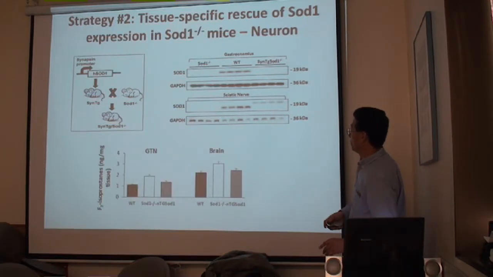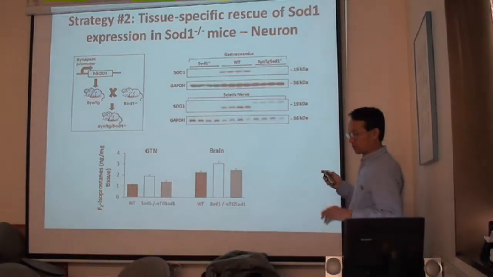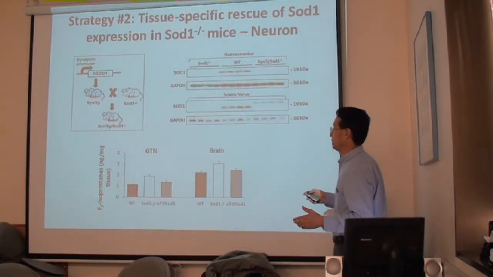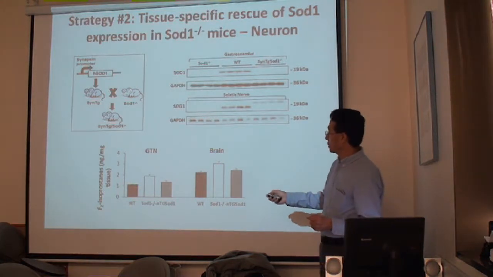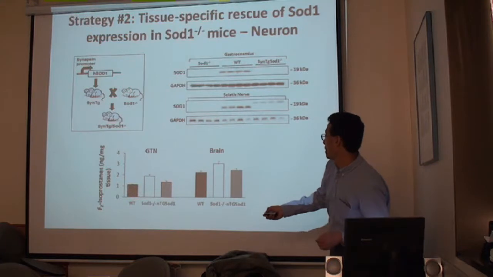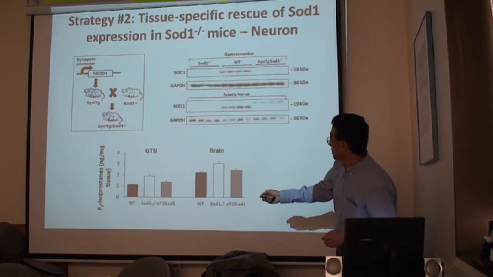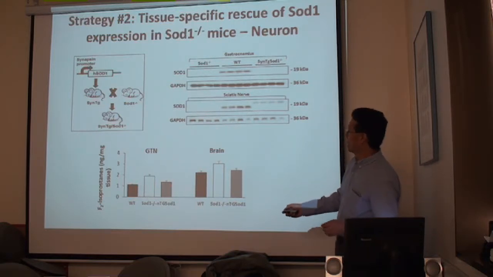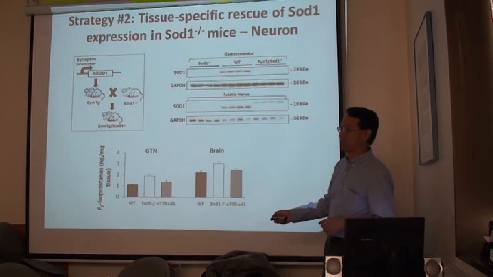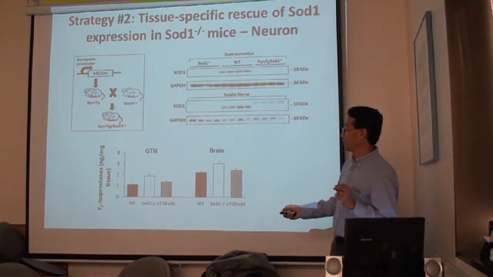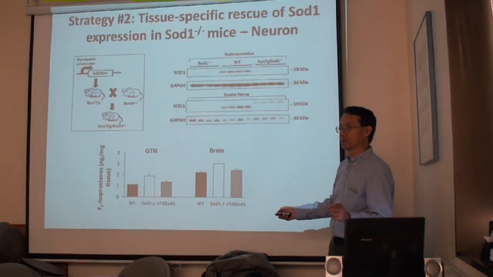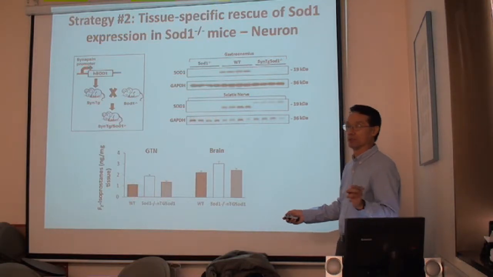So we'll test whether oxidative stress changed in the brain and also in muscle. In the skeletal muscle, the gastrocnemius, you'll see this is the wild type, whole body knockout, and neural rescue SOD1 mice. You see, both the muscle and the brain have a dramatic decrease of lipid oxidation compared to the whole body knockout. This is very interesting, because you rescue the SOD1 only in the neuron, yet you reduce the oxidative stress in the muscle. That's because of the cross-talk between the motor neuron and the muscle.